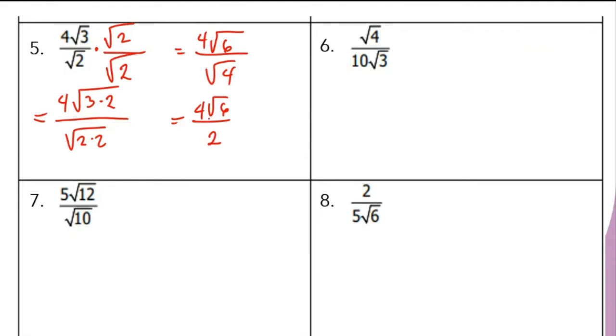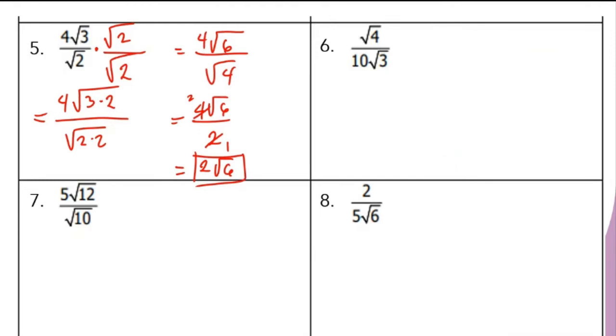Okay, since in the given, we can divide out a common factor between 2 and 4. So the common factor is 2. So 4 divided by 2 is 2, and 2 divided by 2 is 1. So the final answer now will be 2 square root of 6.